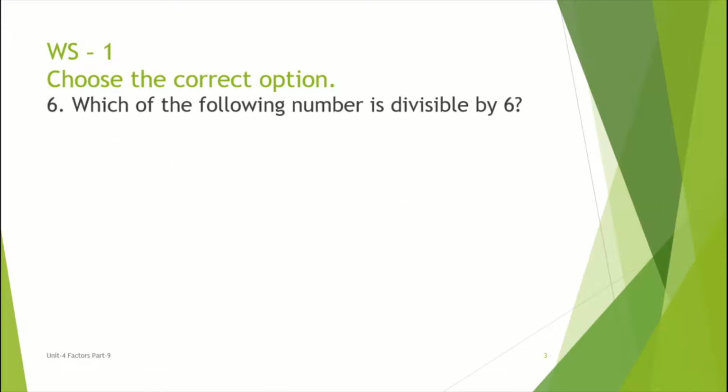So scholars, now we will see the sixth question, which is: which of the following is divisible by 6? We have to find which number is divisible by 6. For this, scholars, you should know the divisibility test of 6. So what is the divisibility test of 6? A number is divisible by 6 if it is divisible by both 2 and 3. Then only it will be divisible by 6. Now we will see the given numbers. We have 142, 144, 147 and 143.